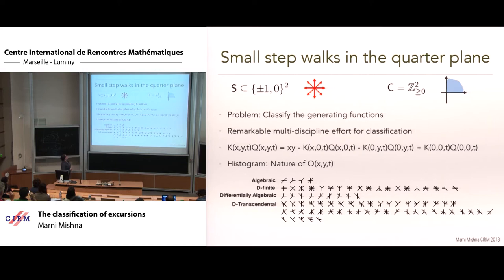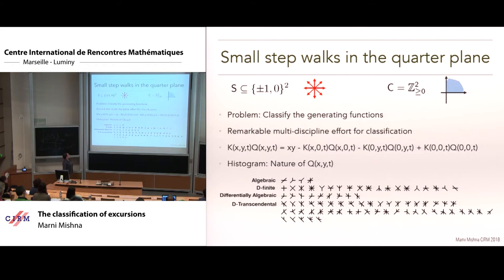I don't think we would have expected differential Galois theory to come in when we started looking at it. I don't think I knew what that was even. So it has been really a remarkable multidiscipline effort. You see computer algebra, you see all sorts of different techniques, analysis, probability that have come in to sort of work on this classification. And I think it's been very fruitful.